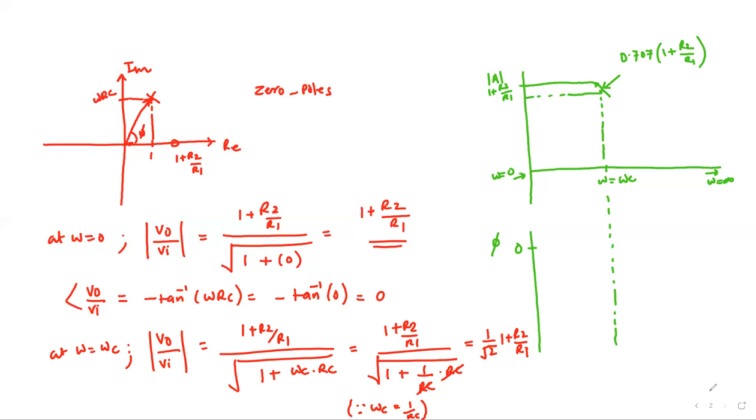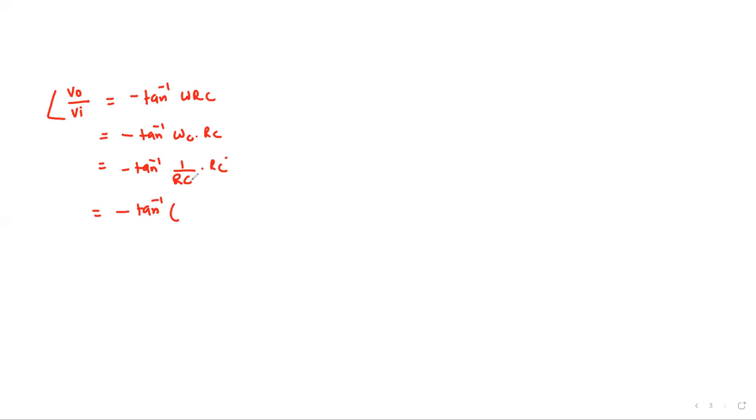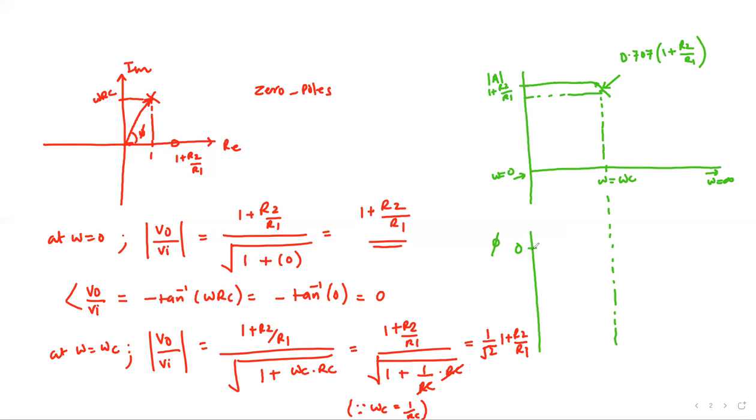Fine. What about the angle? The angle would be calculated as minus tan inverse of omega RC, which is minus tan inverse of omega c into RC, that is, minus tan inverse of 1 by RC into RC. So this cancels out, and it's minus 45 degrees. So at this frequency, we see that the phase approaches minus 45, somewhere here.